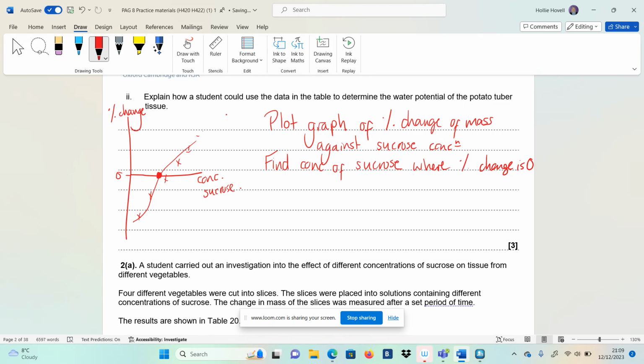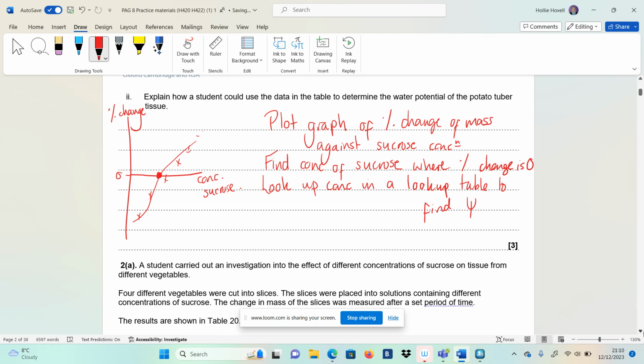Then that value there, you look up in a lookup table. So you look up the concentration in a lookup table to find the water potential. That's the water potential symbol just there. Hopefully you're familiar with that. So that's probably the method you've looked at. There is another way of doing it, which is in the mark scheme if you want to have a look at the paper copy as well.